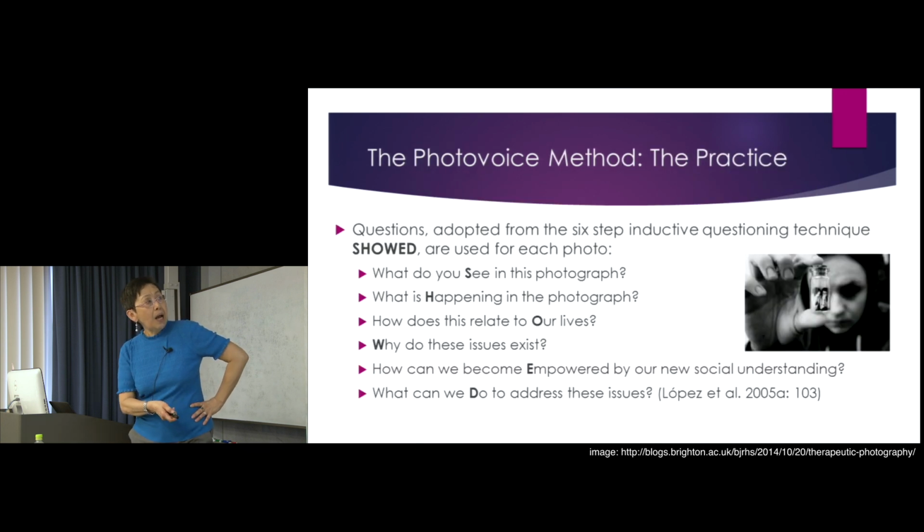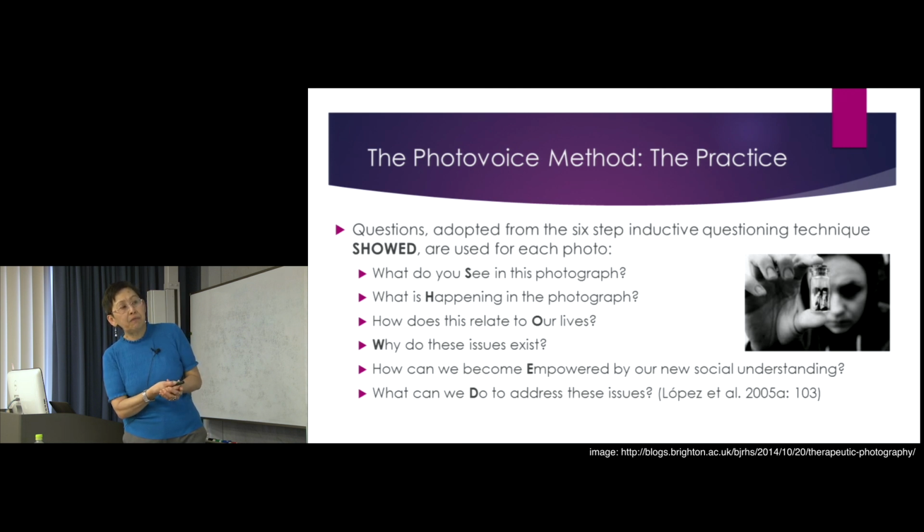Okay, now the practice of Photovoice, there are different ways. There's a few things that we can do. First one is the questions. After we got the picture back, there are a few questions that we ask the person, and we just use the word SHOWeD here. So six questions. What do you see in these photographs?